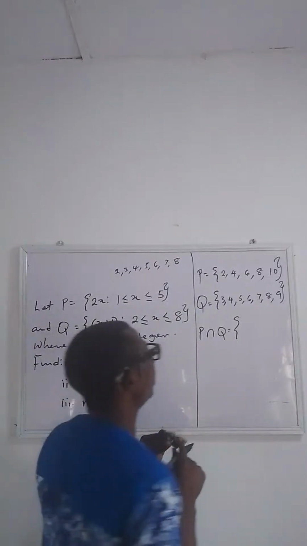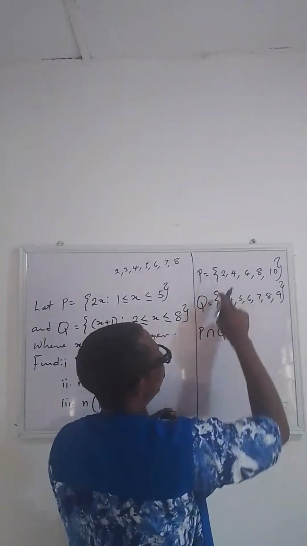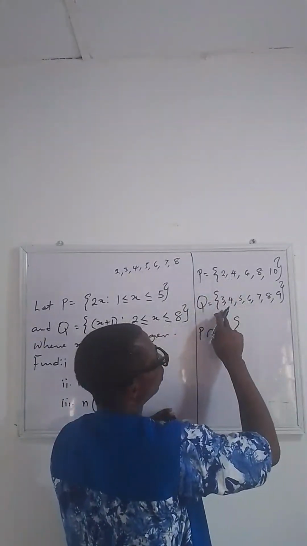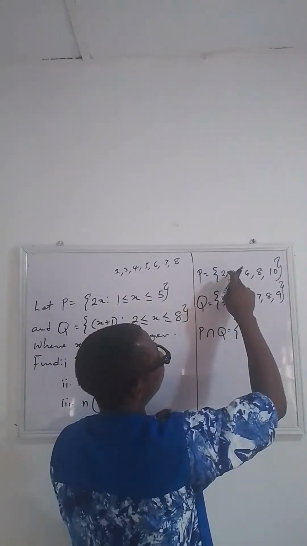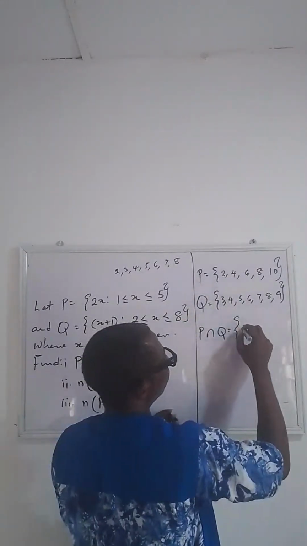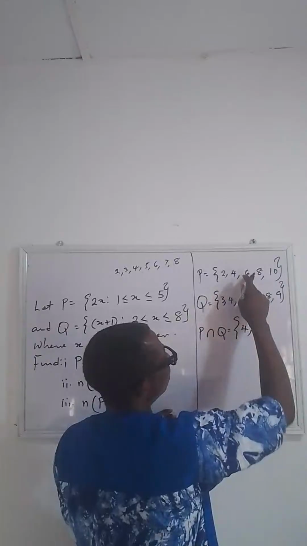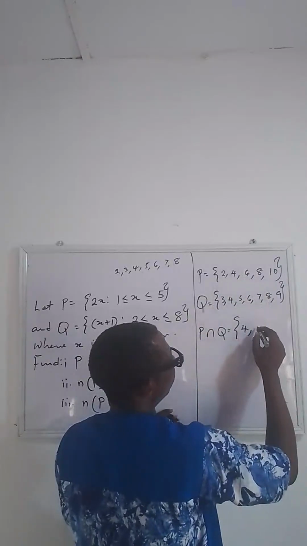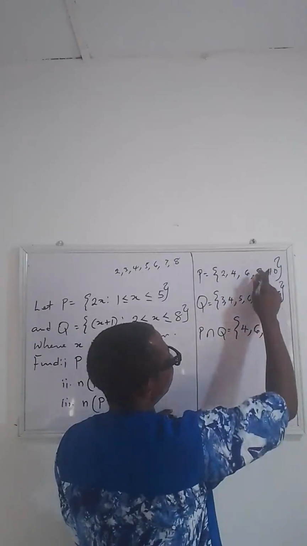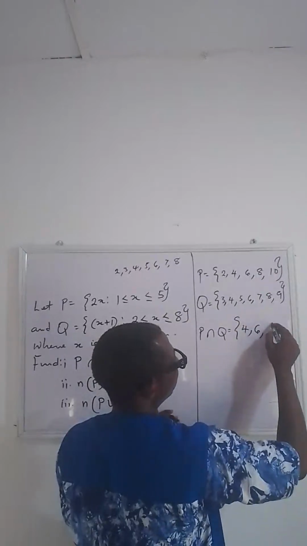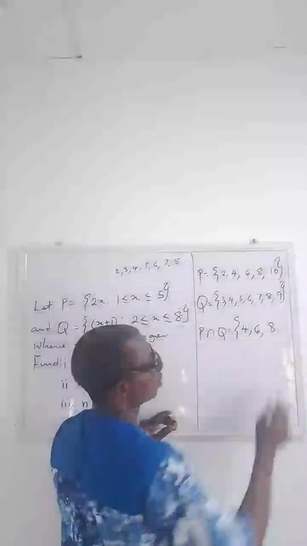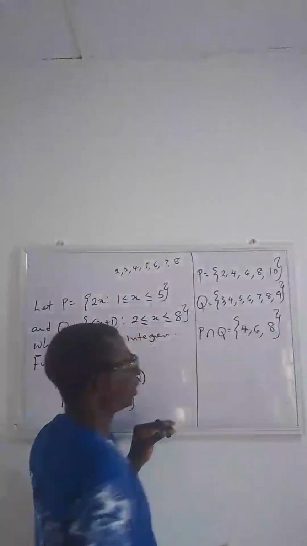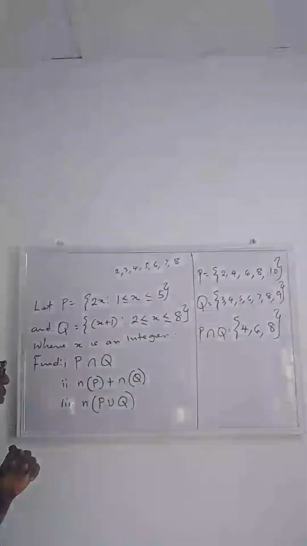So now let's begin to list. We have 2 here, but 2 is not here, so we can't list 2. So we have 4 here, and we can see 4 here, so we list 4. 6 is here, and 6 is also here, we list 6. 8 is here, 8 is here, so we list 8. And that is all. So this is going to be the answer to that problem.